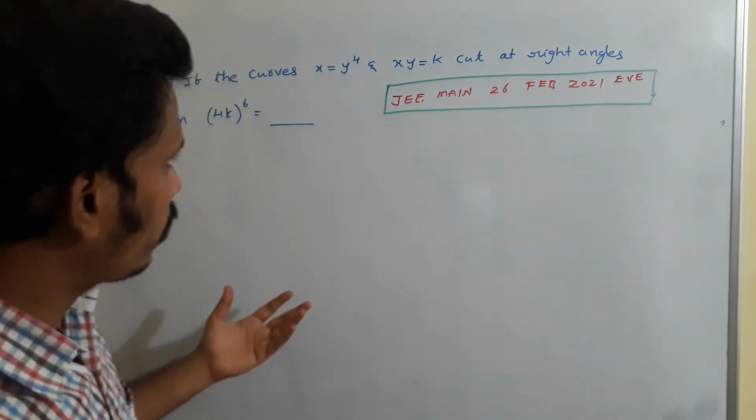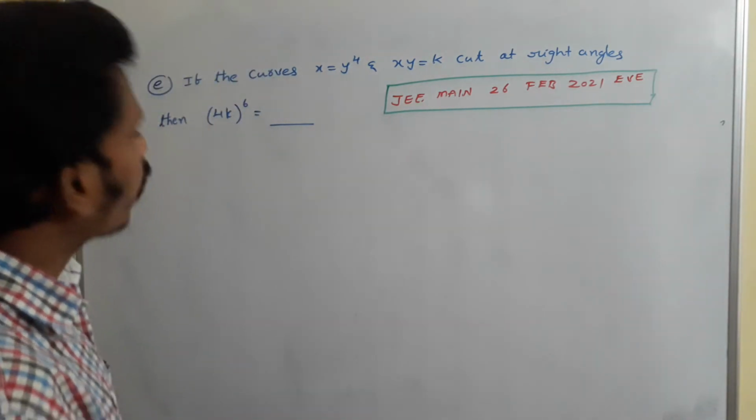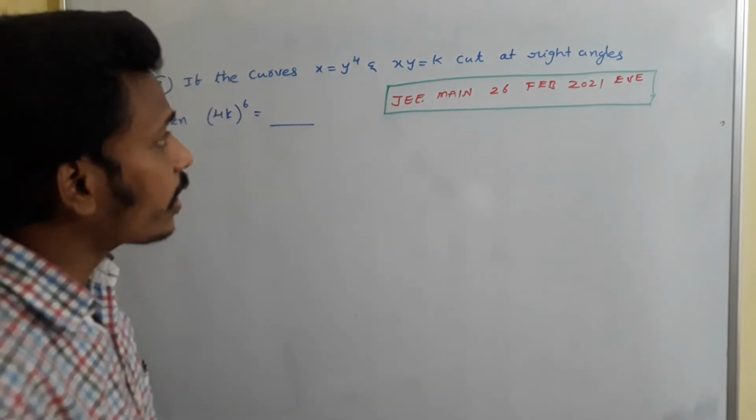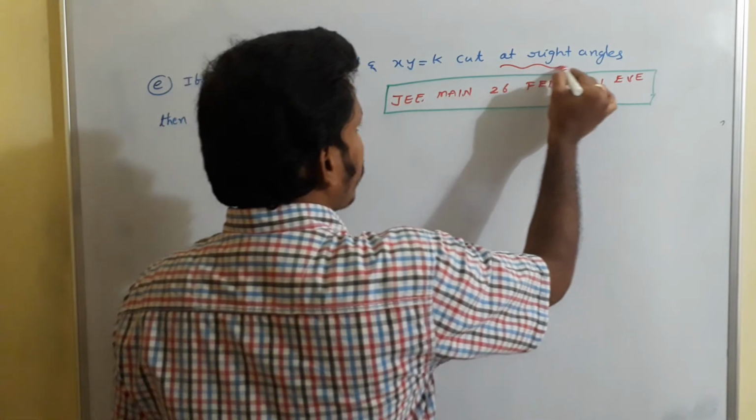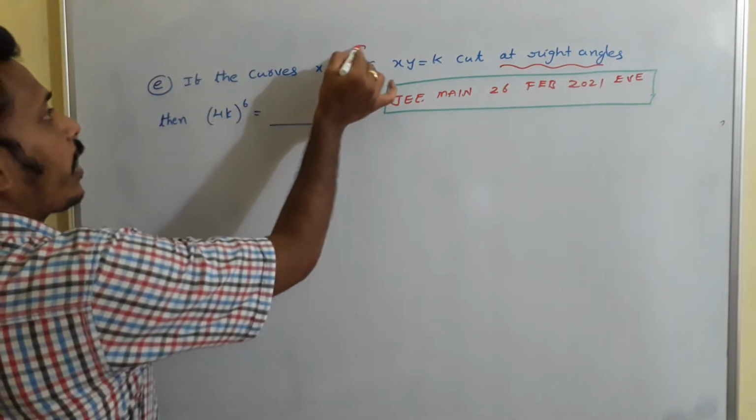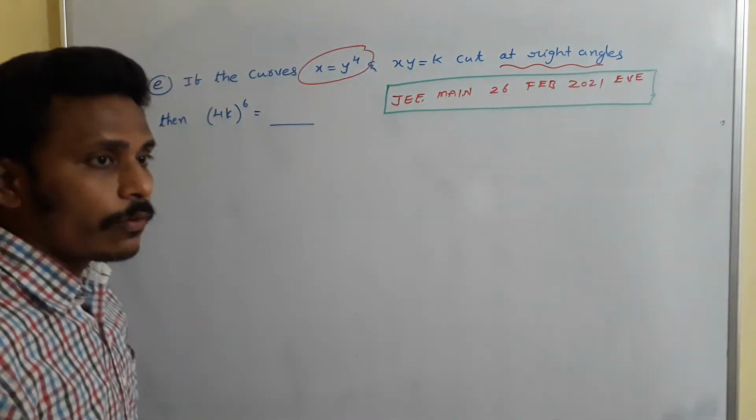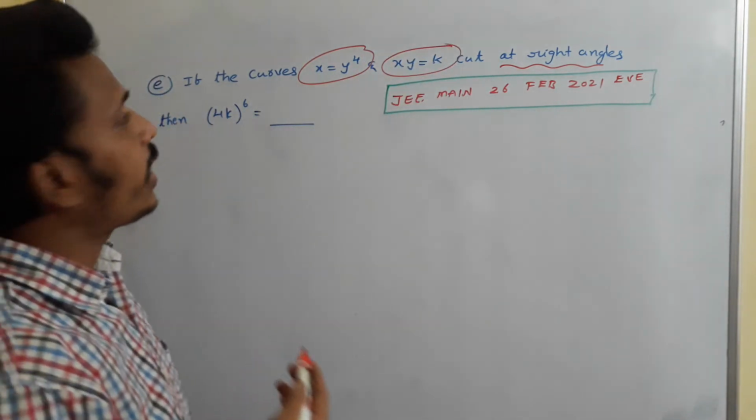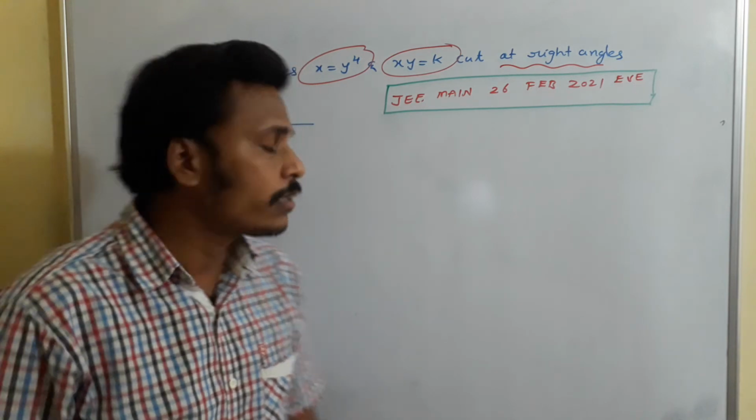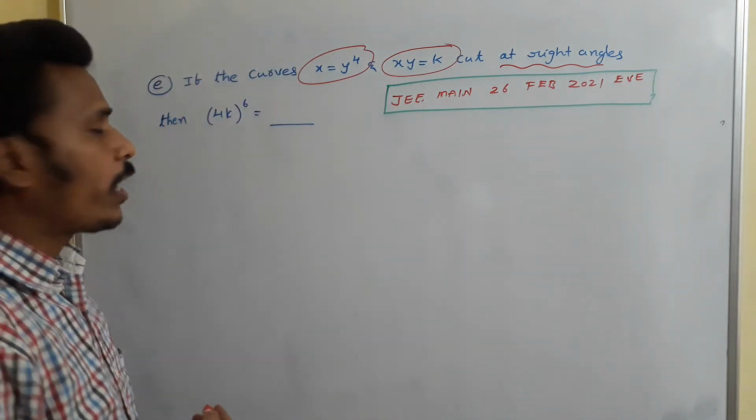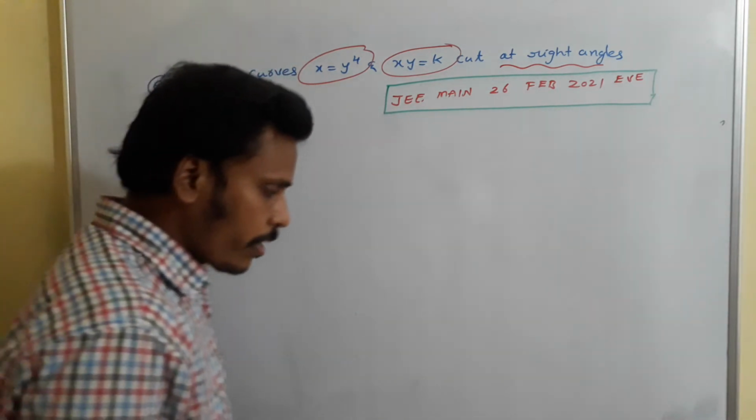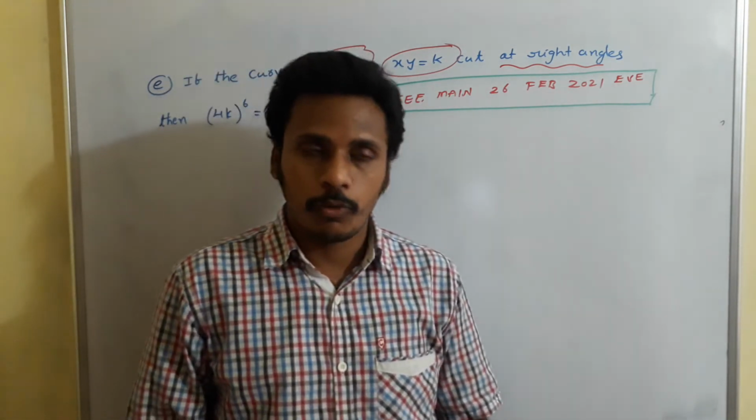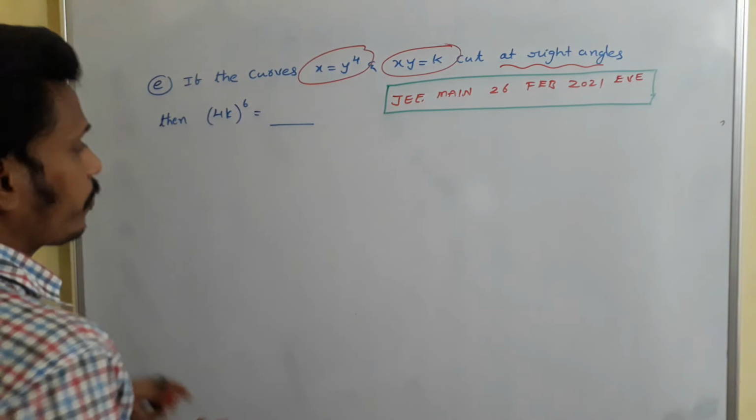And now this question is about orthogonality of 2 curves, because they mentioned that the curves intersect at right angles. What are the curves? x equals y power 4 is one curve and xy equals k is the other curve, and since they are intersecting at right angles, we need to find out 4k to the power 6 value. And this question is asked as a numerical value type question. Okay, it's not a single correct answer type.